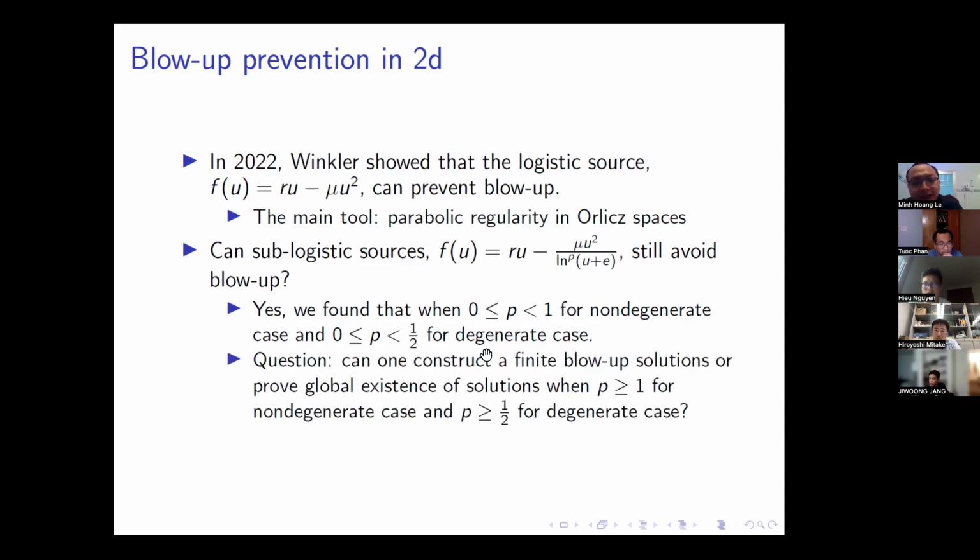So the question is, can we construct a finite time blow-up solution in the counterpart? Yeah. And as you can see from the degenerate case, p is less than half. So why is it? I will explain that later.